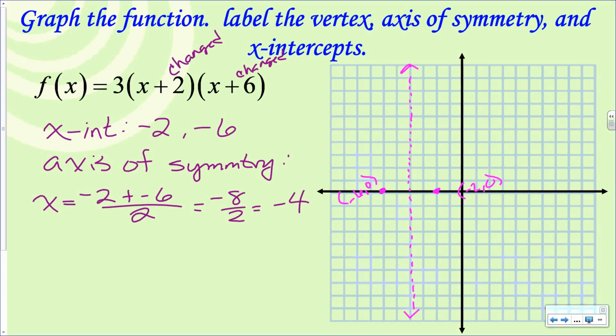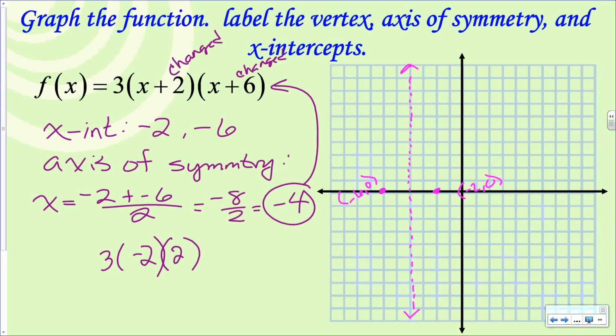Right? There's one other thing we need to find to graph the parabola, and what is that? The vertex. How am I going to find my vertex? I'm going to take my negative 4, and I'm going to plug it in. That's the only way to do it. You plug it into your equation wherever there's an x, right? So 3 times, what's negative 4 plus 2? Negative 2. Times negative 4 plus 6 is 2. 6 minus 4. 2.